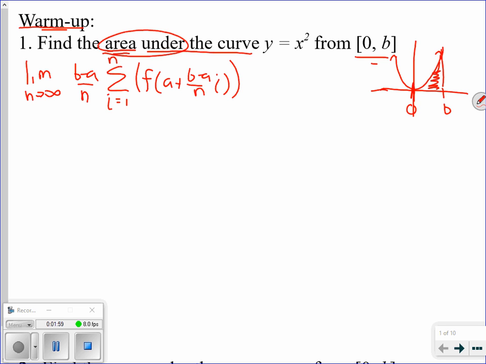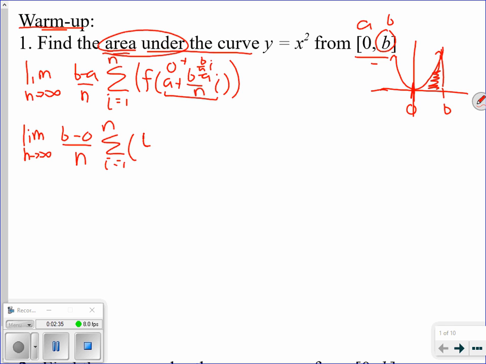So let's plug in everything. a is 0 and b is b. We don't have a number for b. So we have the limit as n approaches infinity of b minus 0 over n, summation i equals 1 to n, of f of 0 plus b minus 0, which is b over n i. I plug 0 plus b over n i into the function, which looks like b over n i, squared. We plugged a plus b minus a over n i into the function x squared, and that's what we're left with. So we've got the setup.